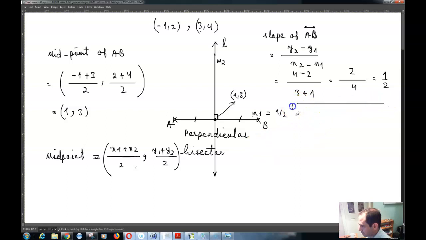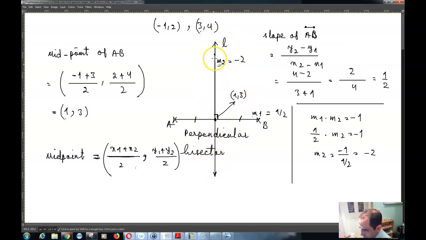Now, what remains here is that I can write m1 times m2 is equal to negative 1 because these are perpendicular. So m1 is equal to 1/2 times m2 is equal to negative 1. So m2 is equal to negative 1 over 1 by 2, which is equal to negative 2.